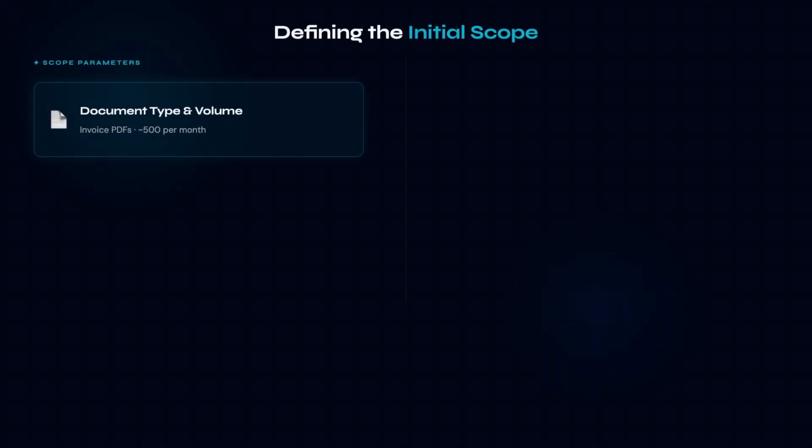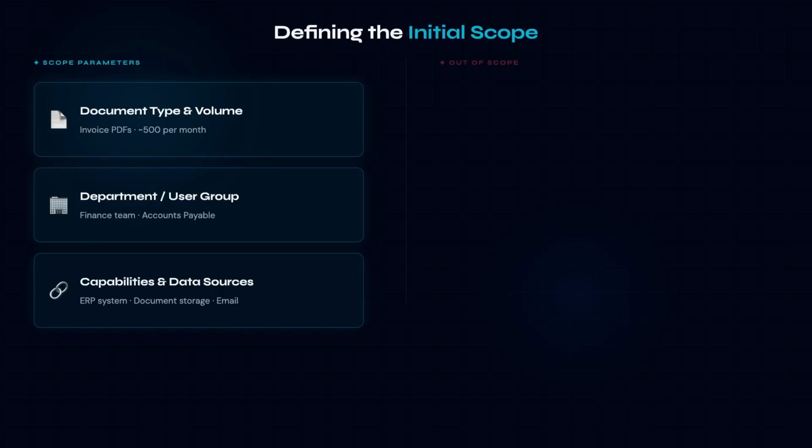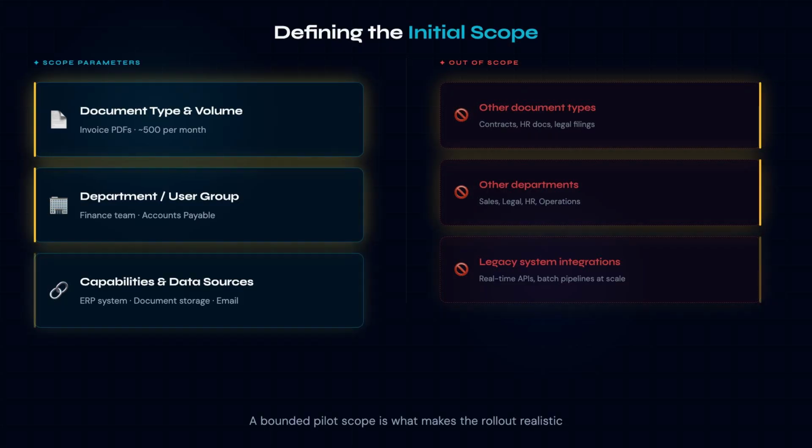A document type or the amount of volume that you have. Maybe there's a department, a facility, or a user group or an end user that you're thinking of. And lastly, maybe you're looking for capabilities initially, and also data sources that you want the AI to access could also be a good starting point. But it's important here to define explicitly what is outside of scope, because that's what makes this project realistic, and we can start building timelines and stuff going forward in future videos.